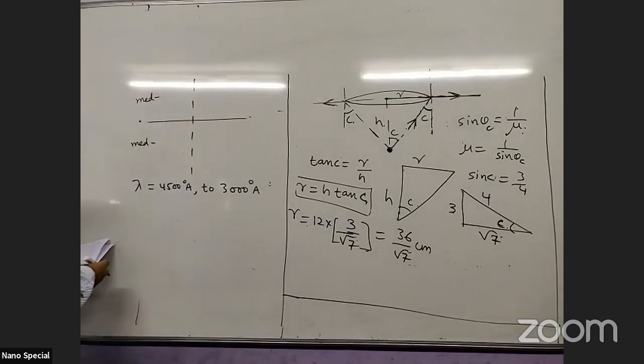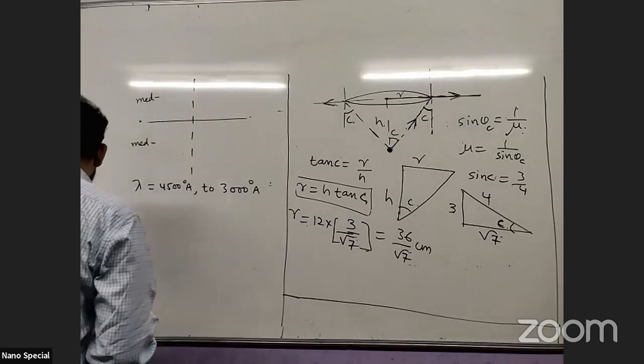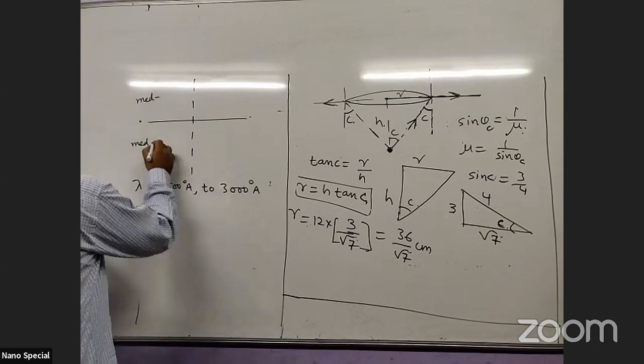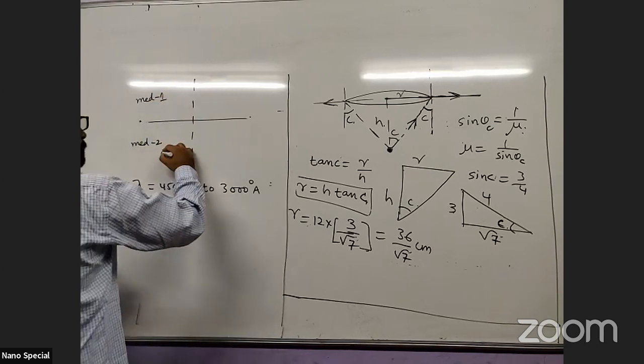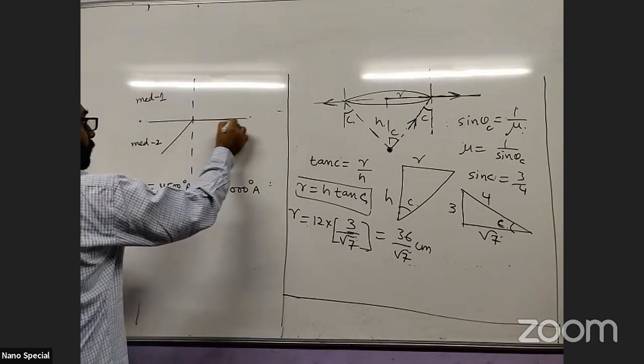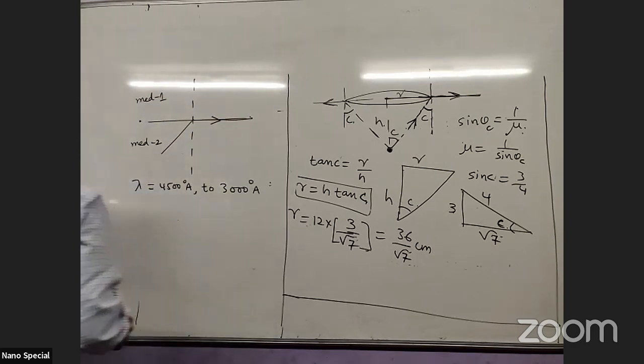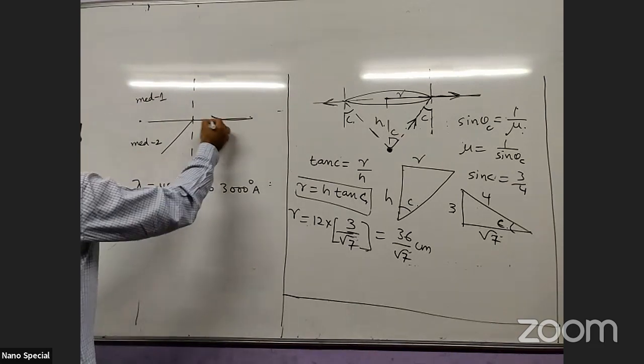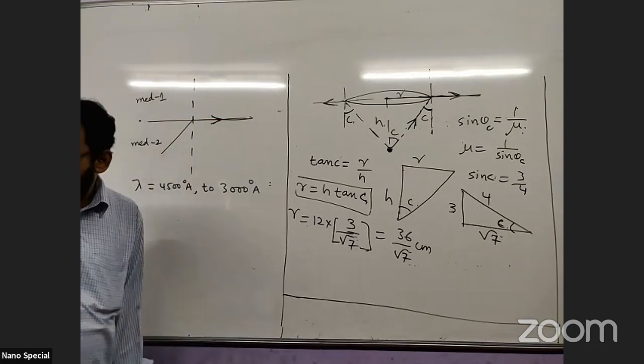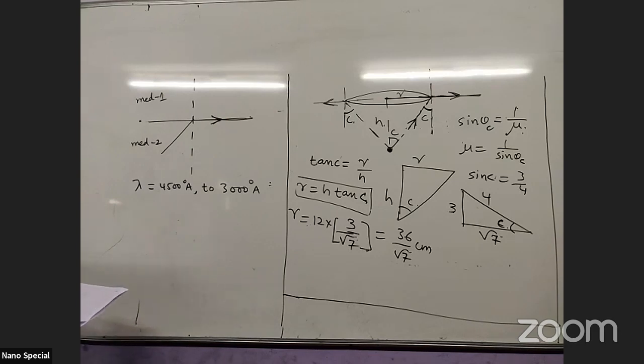Now, find the critical angle for a light ray traveling from medium 2 to medium 1, that is, from the second medium to the first medium. You're supposed to calculate the critical angle. The wavelength changes from 4,500 angstroms to 3,000 angstroms. Yeah, what is the answer?